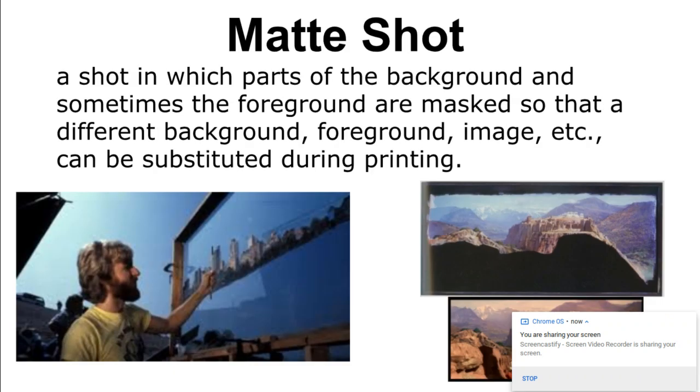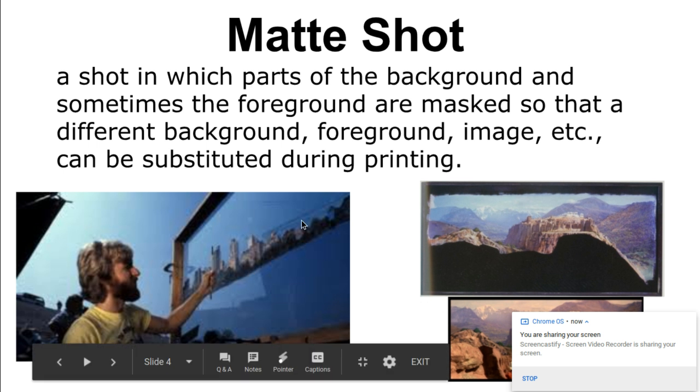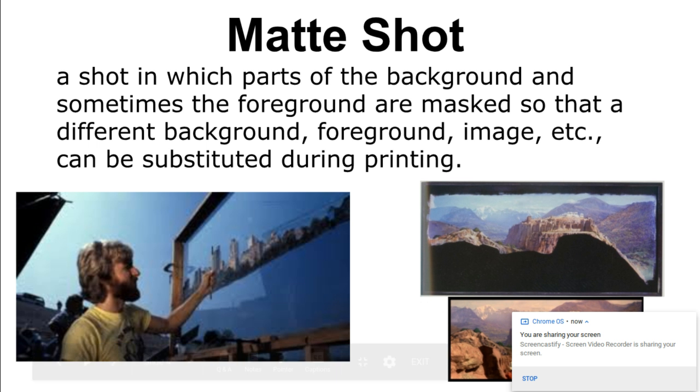Matte shot. You guys learned a little bit about this when we did the Ed puzzle about the history of green screens. It's a shot in which parts of the background and sometimes the foreground are masked so that different background, foreground images, etc., can be substituted during painting. So here, on the bottom left, is the technique where the camera shoots through a piece of glass, and the extra background that's not actually there is painted on the glass to make it look like it's there.